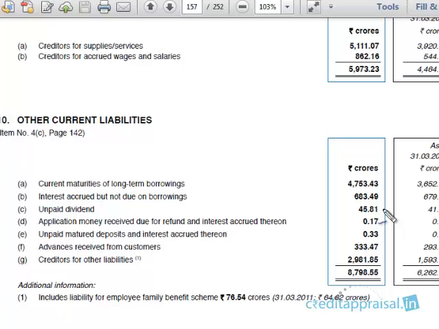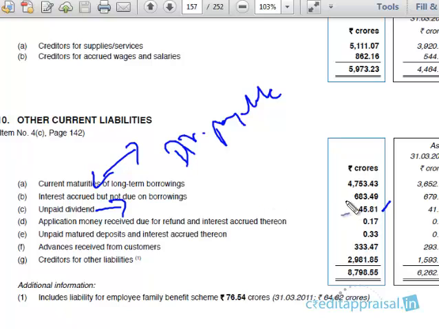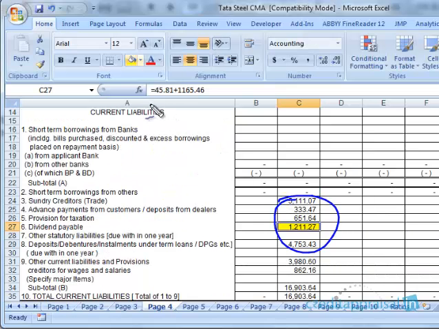Next, unpaid dividend of 45.81. Unpaid dividend. Okay. So all items related to dividend, I will put it under a separate heading. In CMA, we have an entry for dividend. Dividend payable, I'm going to club it there. Okay. So there is a separate entry under CMA for dividend payable. This is not dividend payable, this is unpaid dividend. But since this is also a current liability and relates to dividend, I'm going to club it under dividend payable. So this 45.81 I'm going to place under the dividend payable item under the current liabilities. So 45.81 goes under dividend payable.